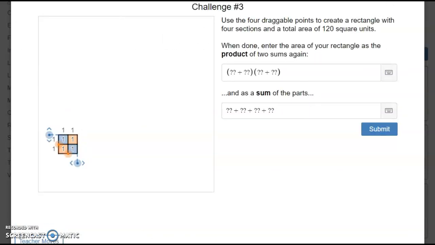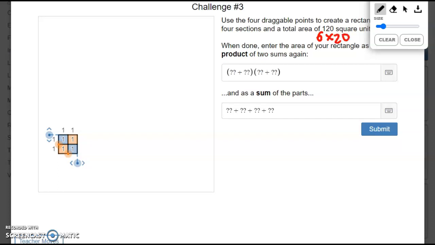Then number 15, use the 4 draggable points to create a rectangle with 4 sections and total area of 120 square units. Okay, so I want 120. How am I going to create that? I can do, say, 6 times 20. 6 times 20, that would work. So then I need to make the width 6, so I am going to move this to maybe 4 and 2. 4 and 2 would work.